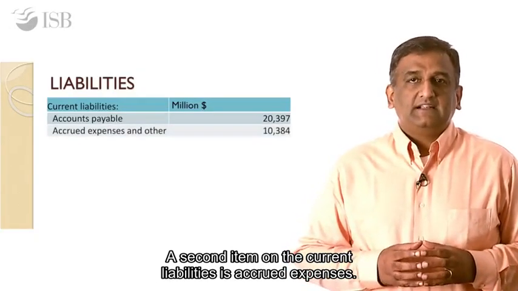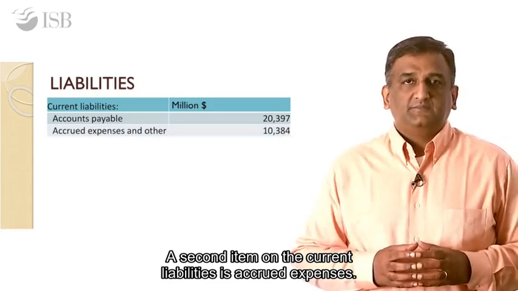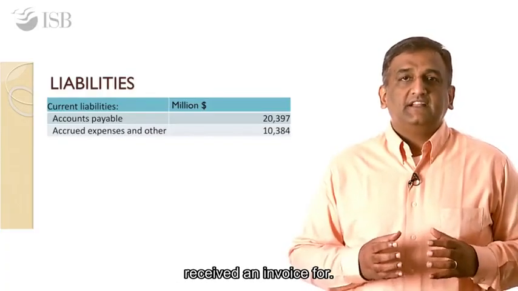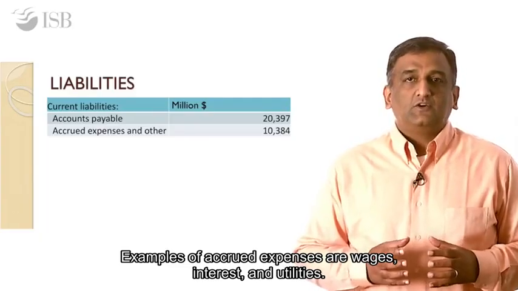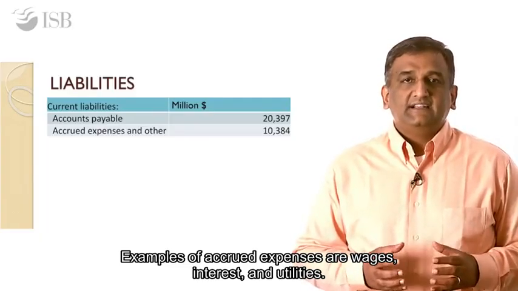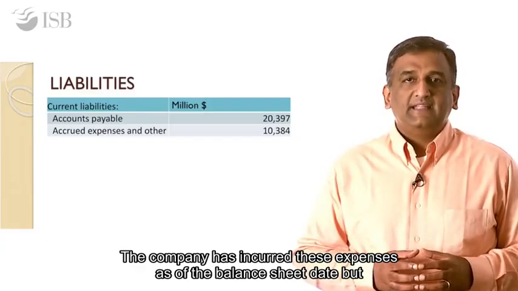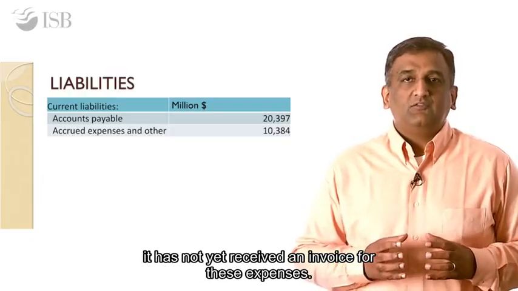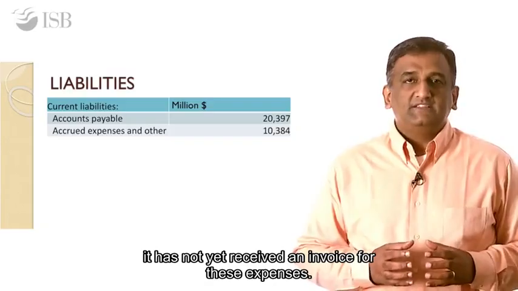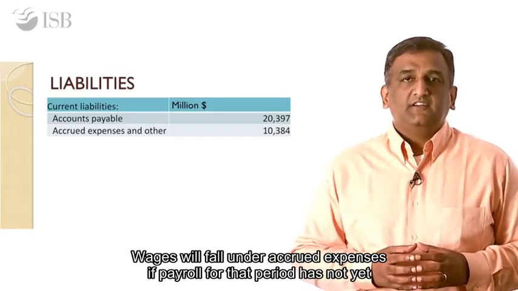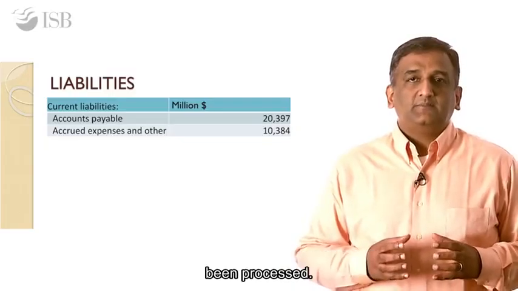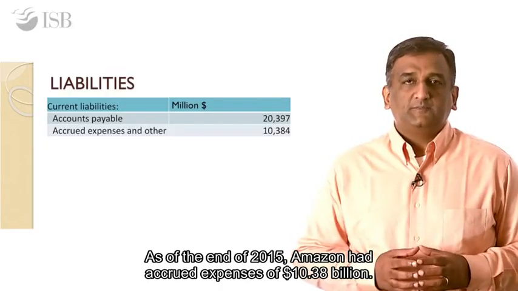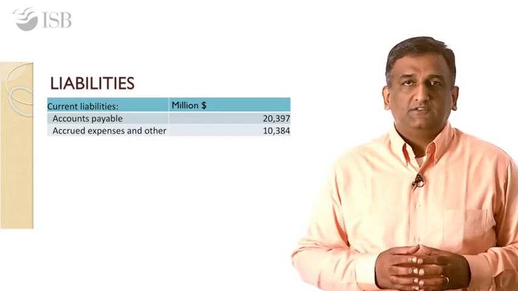A second item under current liabilities is accrued expenses. These are expenses that the company has incurred but has not yet received an invoice for. Examples of accrued expenses are wages, interest, and utilities. The company has incurred these expenses as of the balance sheet date, but it has not yet received an invoice for these expenses. Wages will fall under accrued expenses if payroll for that period has not yet been processed. As of the end of 2015, Amazon had accrued expenses of $10.38 billion.